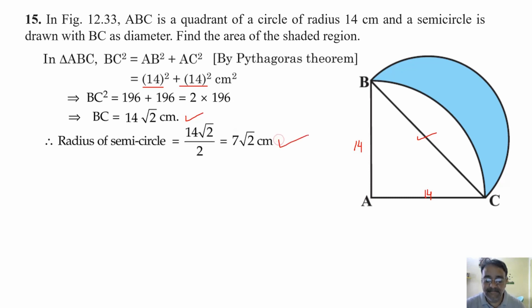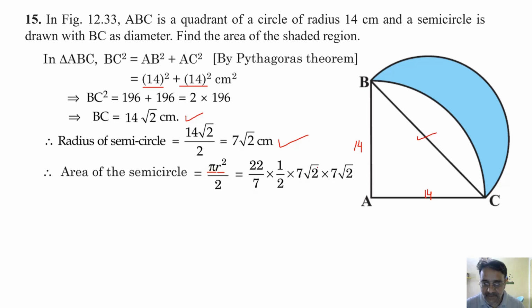This is clear? Yes, sir. Okay. So the area of the semicircle is half pi r square. So we'll substitute pi and r. Okay, root 2 into root 2 becomes 2. So we can cancel this 2, and 1 7 we can cancel. So 22 into 7 will become 154. Okay. So we got the value 154 centimeter square.